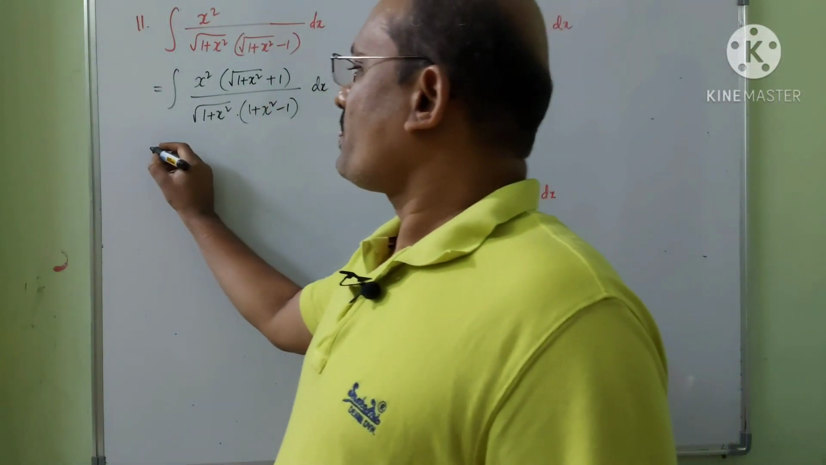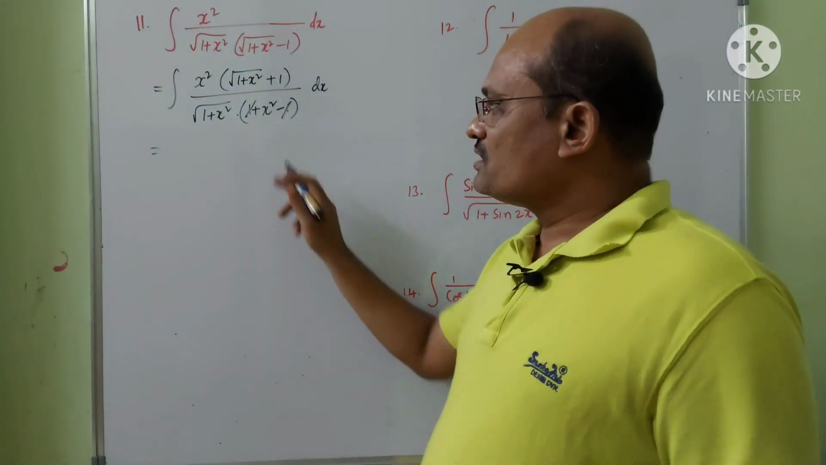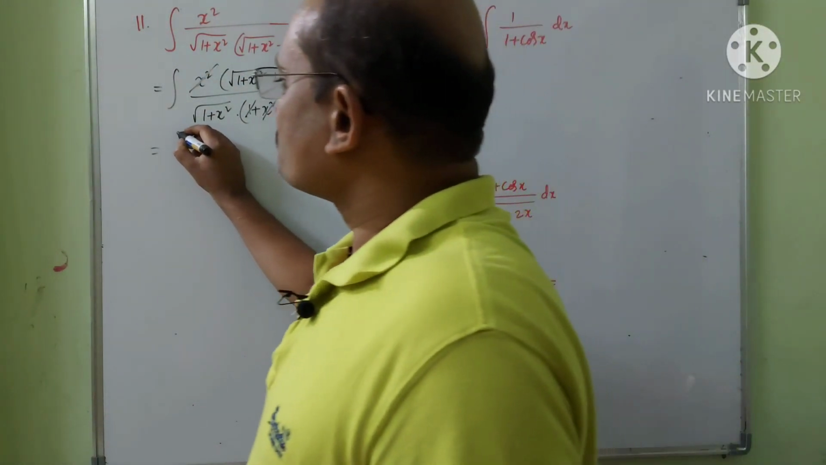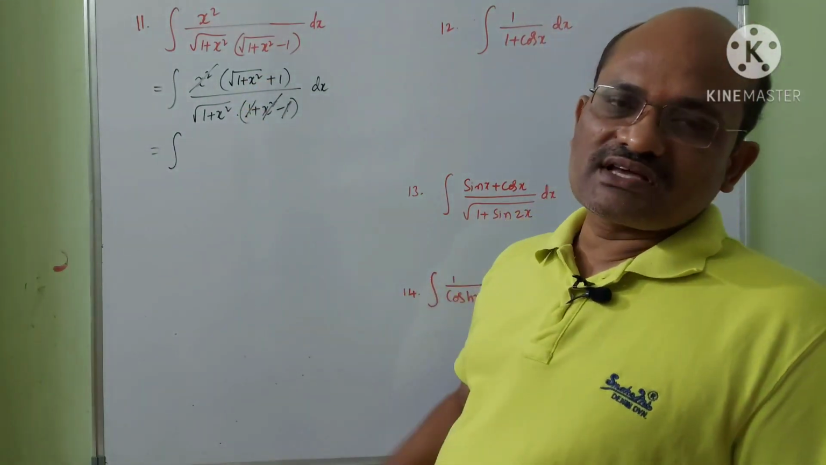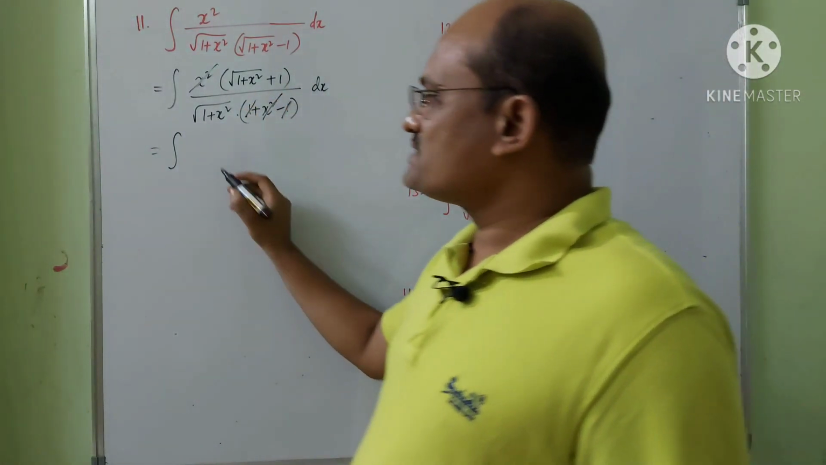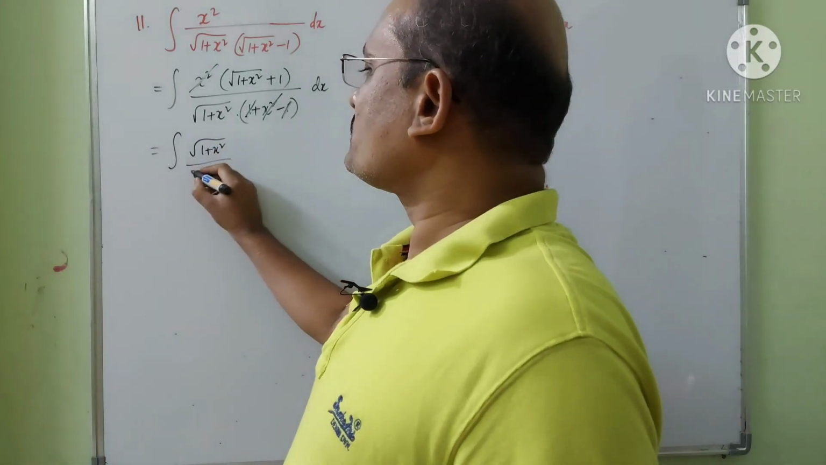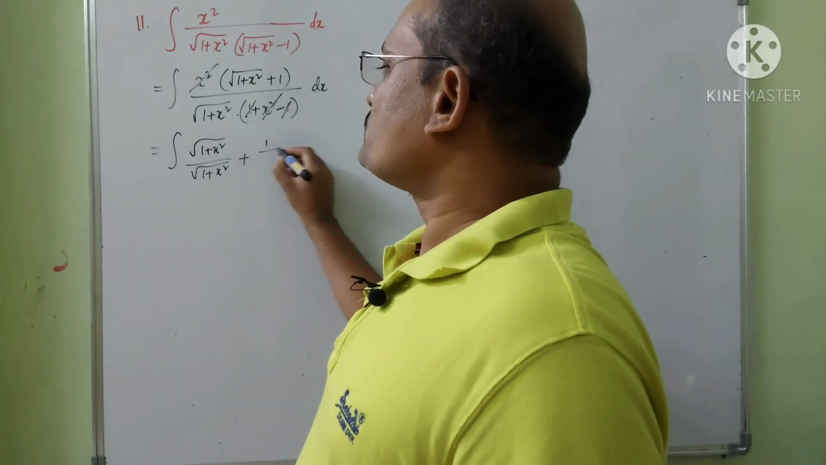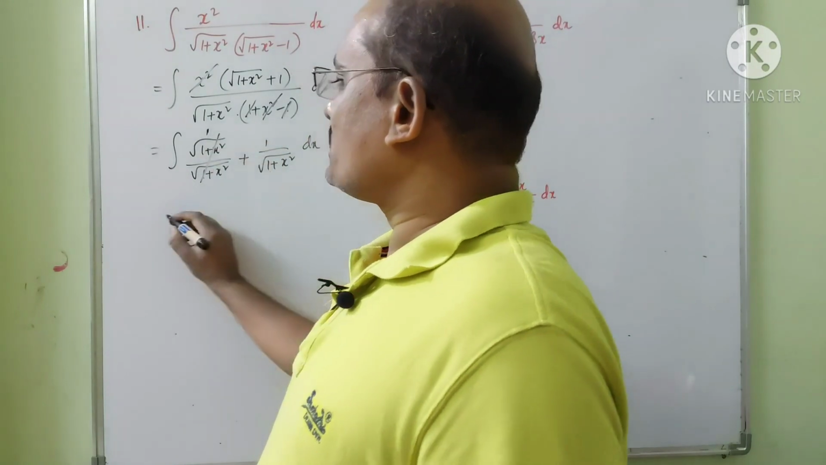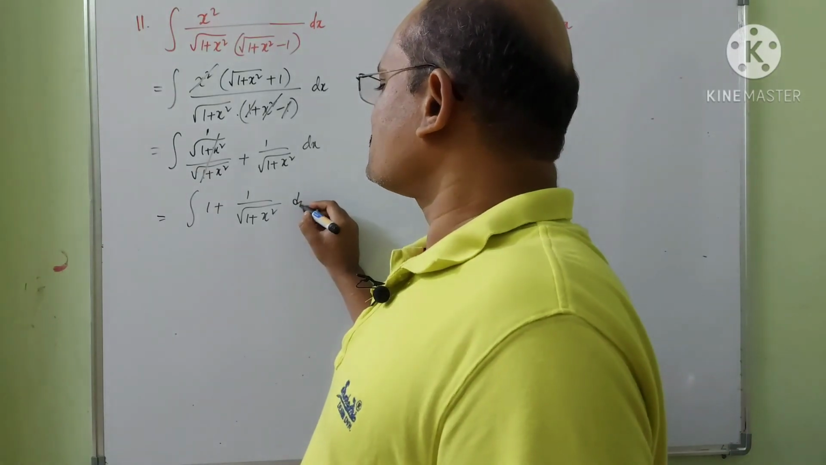You will get this. Now if you observe, plus 1 and minus 1 get cancelled. The remaining thing is x square. X square also gets cancelled. Now the numerator is root 1 plus x square plus 1 by root 1 plus x square dx. This comes for both terms, so write separately. You will get root 1 plus x square by root 1 plus x square plus 1 by root 1 plus x square dx. The first gets cancelled, we will get 1 plus 1 by root 1 plus x square dx.